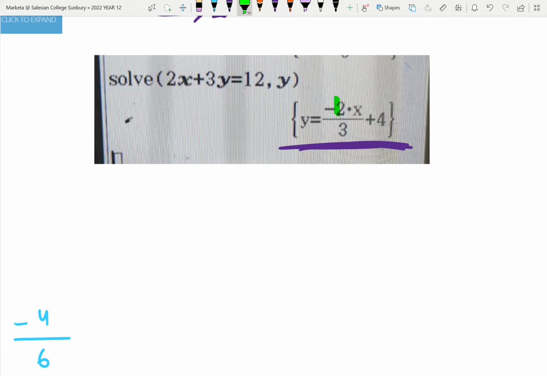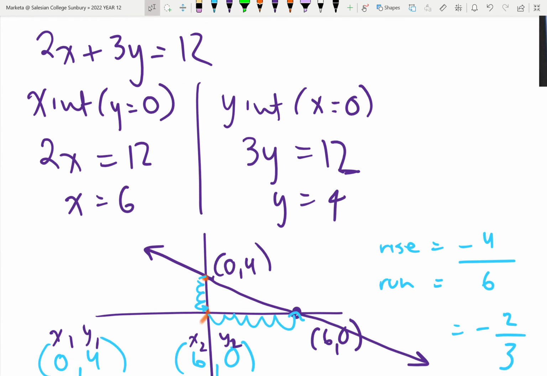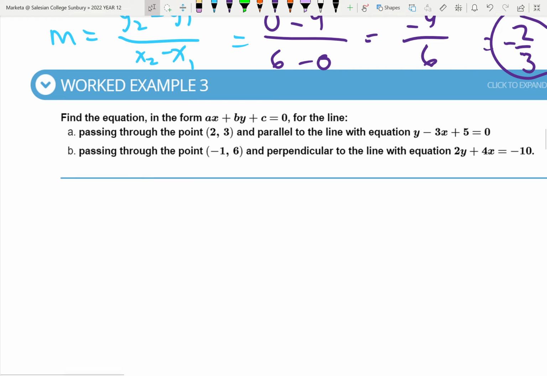You can read it right off, the m value from mx plus c, and then you could sketch it with the y-intercept and gradient method if you wanted. Okay, moving on. I think we've got 2 more. Okay, find the equation in the form ax plus by plus c equals 0 for these lines.